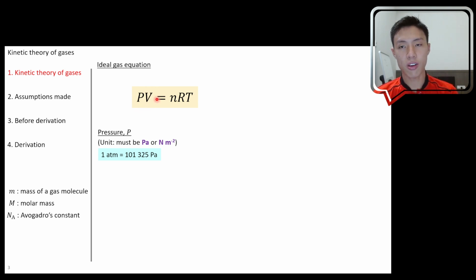Okay, next variable we have volume. Volume must be in meter cube. So if you happen to have volume that is in liter, make sure you convert it to meter cube by using this conversion factor over here. So 1 liter is equivalent to 10 times 10 to the power negative 3 meter cube.